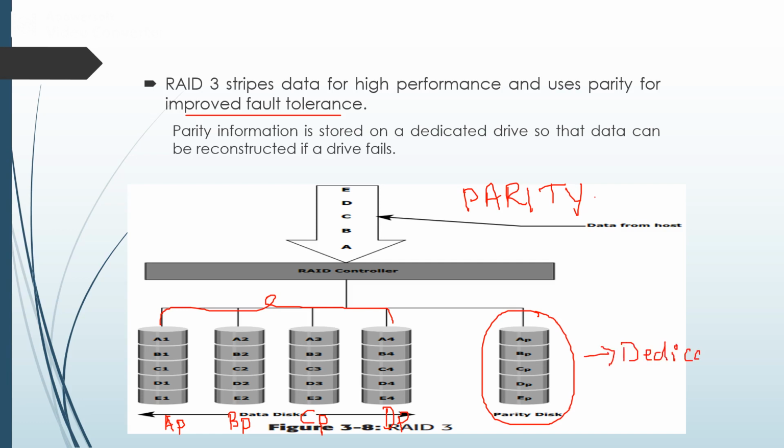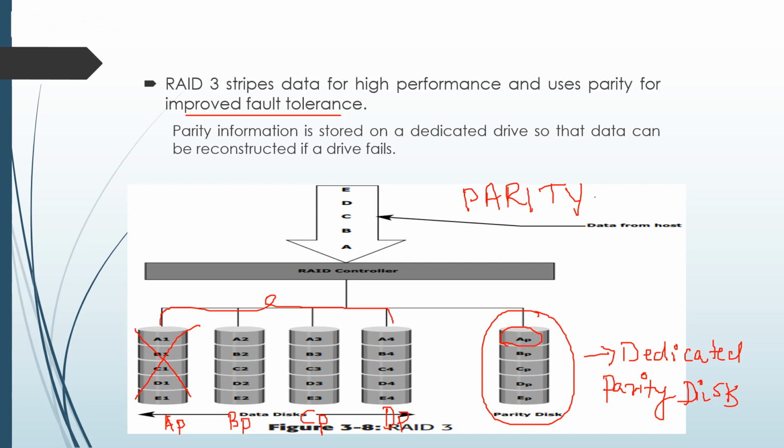This is called a dedicated parity disk. So the dedicated parity disk can be used in order to reconstruct or recover the data during the occurrence of disk failure. Suppose disk A is failed, so at that instant I already have the parity value within the dedicated parity disk.